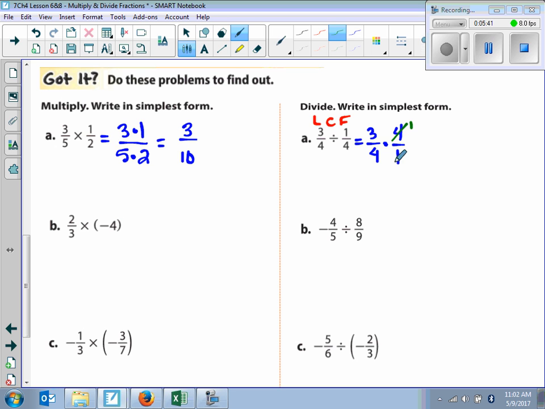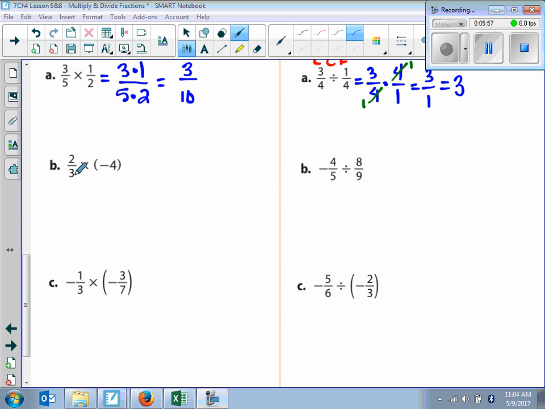And then, of course, before we multiply, we can simplify. So the 4's can simplify to 1's. And when we multiply straight across now, we have 3 times 1 is 3. And 1 times 1 is 1. So our final answer is 3.